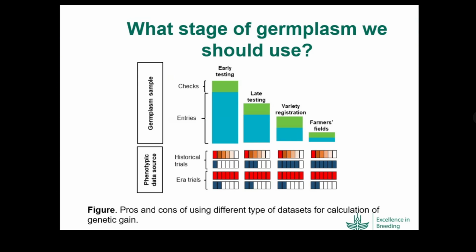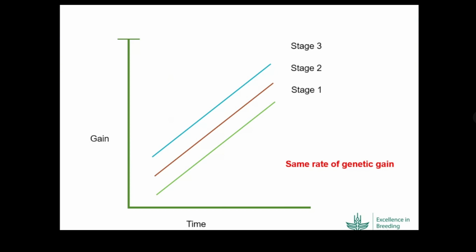But then what actually happened in the simulation was more something like this, that there was really no difference depending on the stage. So for example, if you were picking an early stage trial, and remember, we're talking about historical trial data sets because that was the recommendation.